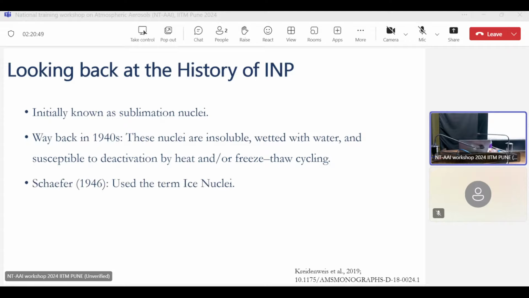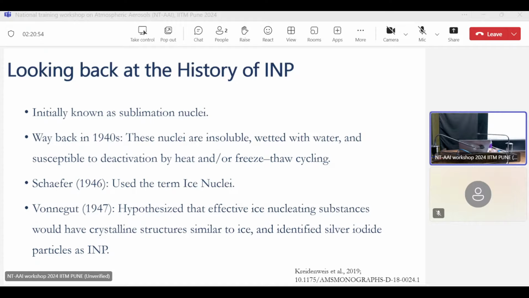Schaefer in 1946 used the term ice nuclei, and in 1947 it was hypothesized that effective ice nucleating substances would have a crystalline structure similar to ice, and silver iodide particles were identified as INP.